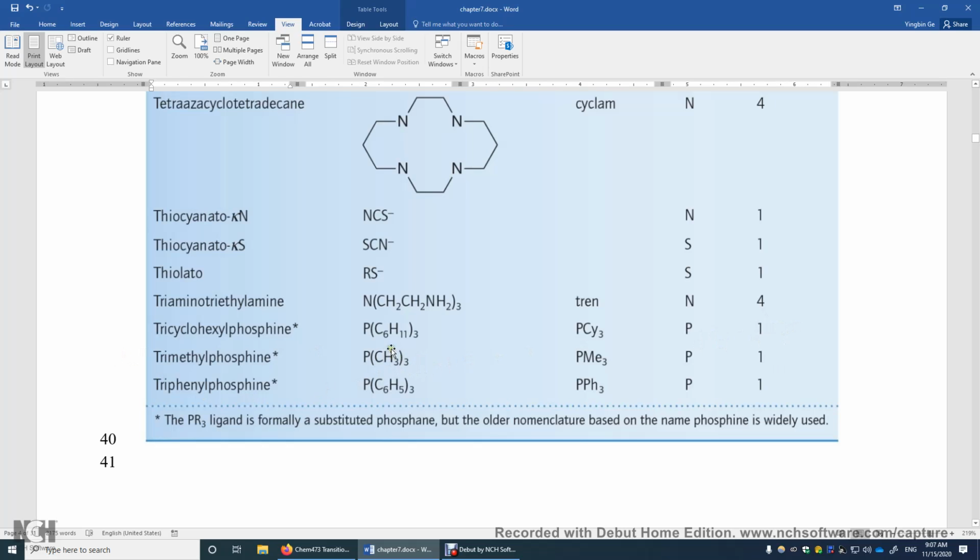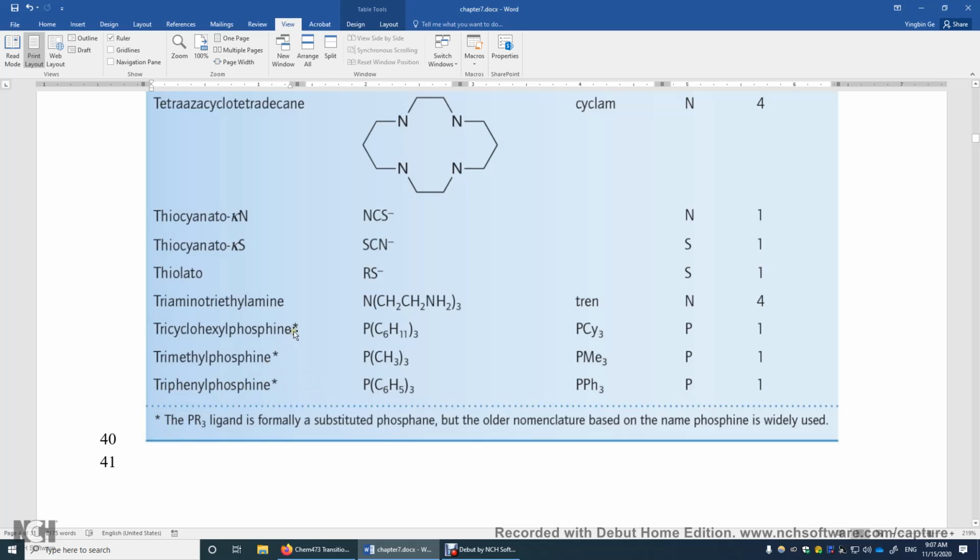Over here, you just replace this cyclohexyl group with a methyl group, much smaller methyl groups. Abbreviation is just PMe3. And also, you can just replace this cyclohexyl group with phenyl groups. So 3 phenyl groups here. So triphenylphosphine.